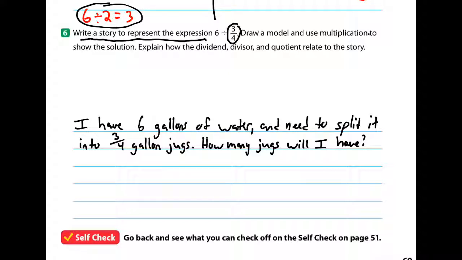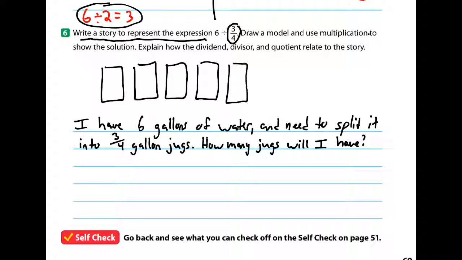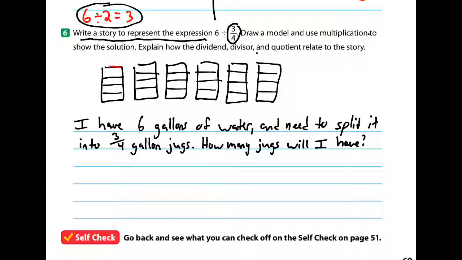So to do this, it says draw a model and use multiplication. So I'm going to do 6 of something. Actually, let me draw it up here. I have 6 of something. And I have to split each of these 6, these represent my 6 gallons, into fourths. And my answer is going to be how many 3/4 can I get out of 6? So now I'm going to circle them. There's 1, 2, 3, 4, 5, 6, 7, 8. So my answer I know is going to be 8.